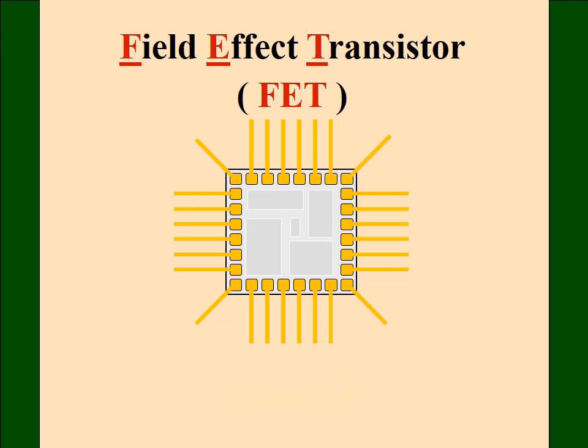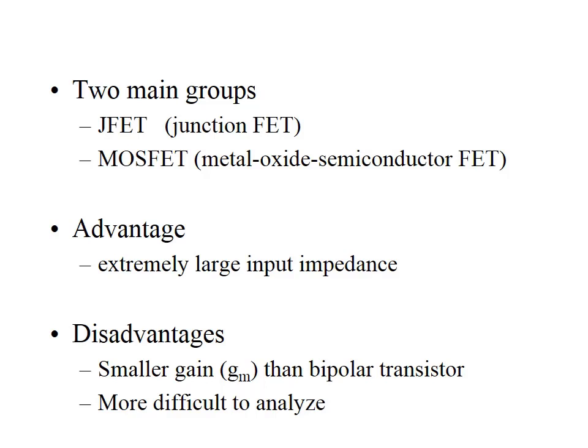So field effect transistor, we usually call them FET, short for field effect transistor. There are two main groups for the FET transistor: the JFET, junction field effect transistor, and the MOSFET, metal oxide semiconductor FET transistor. For the purpose of this lecture, we will focus mainly on the JFET transistor. But whatever we cover on the JFET will also apply to the MOSFET. There are some small differences in the structure, but they mainly function the same.